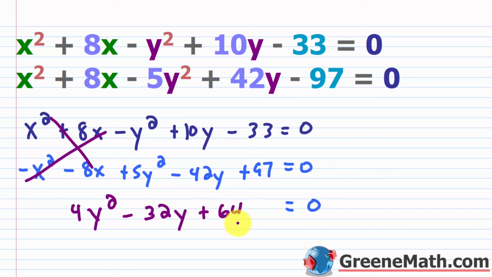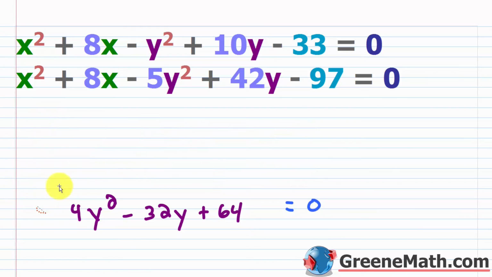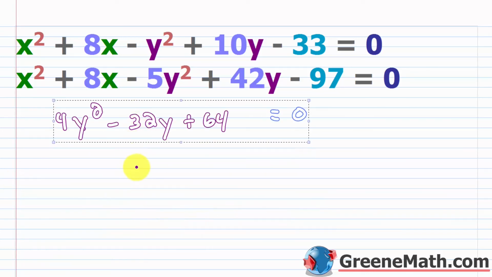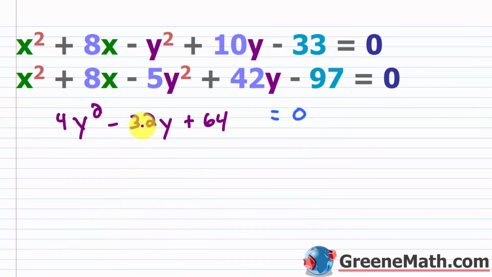So plus 64 here. Okay, so again, we notice that everything here is divisible by 4, so just divide through and get rid of it. If I divide this by 4, I'd have y squared. Divide this by 4, I'd have minus 8y. Divide this by 4, you'd have 16. And divide 0 by 4, and you still have 0. So this is much simpler, much easier to work with.